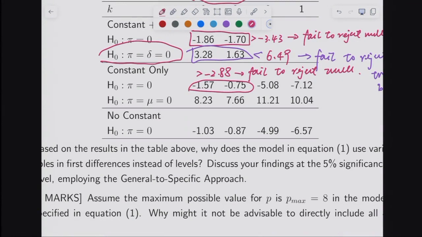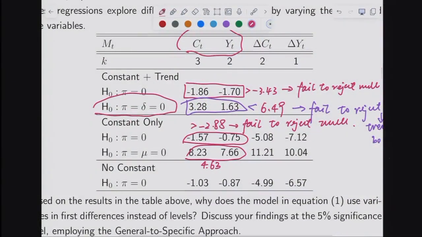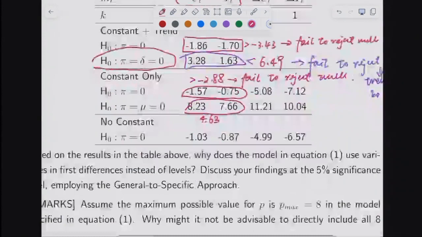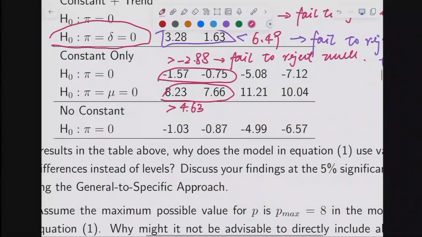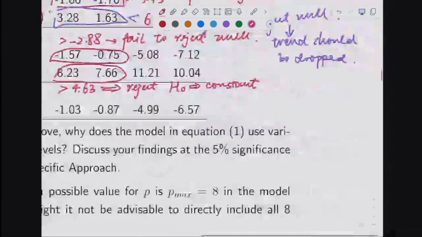So we need to look at the phi 1 value that corresponds to the 5% test, which is 4.63. And now we can see that both of the F statistics for the tests in the income and consumption are greater than the critical value. So this would lead to the rejection of the null hypothesis, which suggests that the constant-only test specification is the most appropriate one.